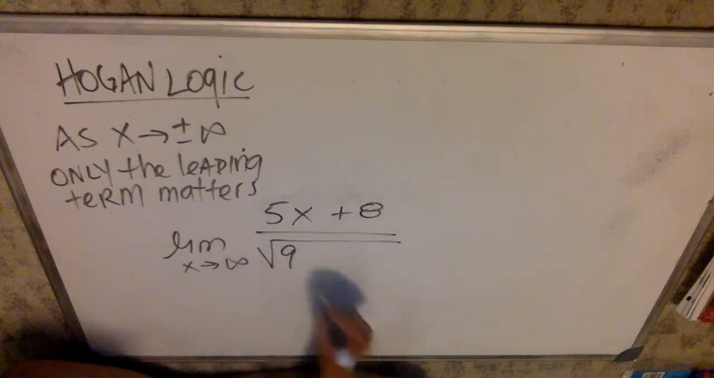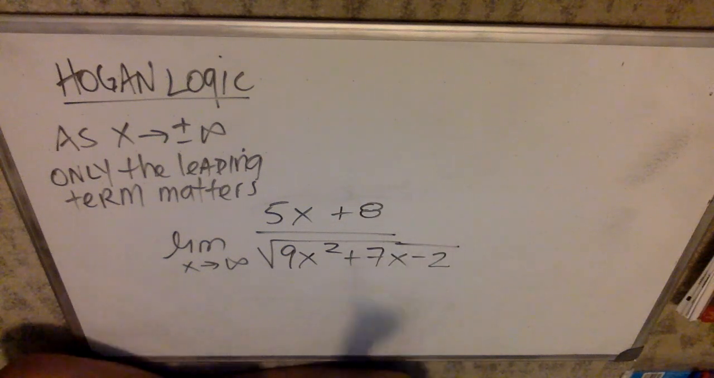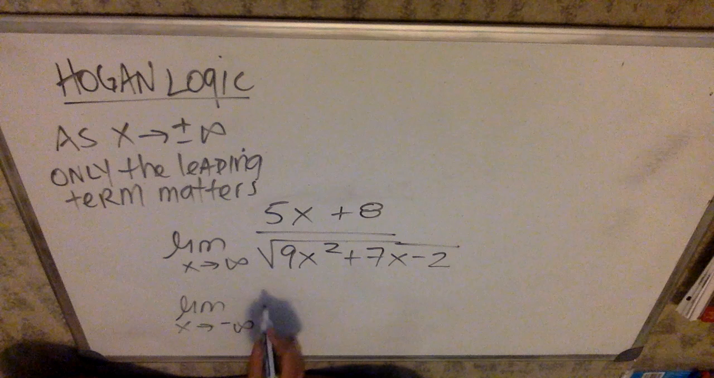Oh, let's do 5x plus 8 over the square root of 9x squared plus 7x minus 2. Okay, so let's play the same fun game. I'm going to argue, and we'll do both the limit in the positive and negative direction, right? Negative infinity of the same thing.